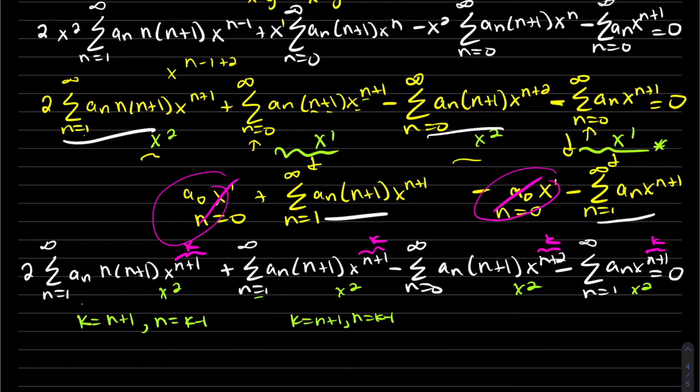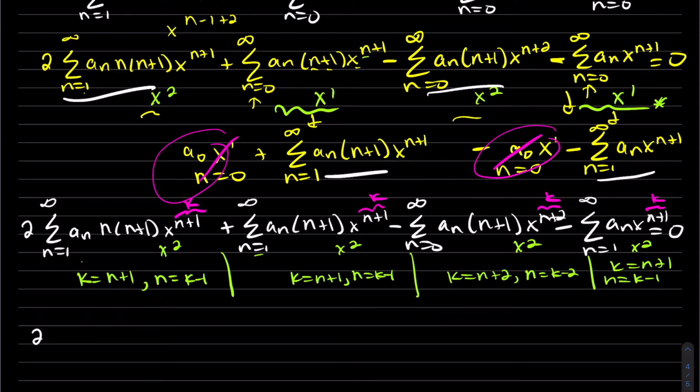This formula is k equals n plus 2, or n equals k minus 2. And this one is k equals n plus 1, or n equals k minus 1. Same formula. That's the other two. So we have to switch it everywhere for n. So here we want to switch it to k. So n equals 1, so k equals 2.